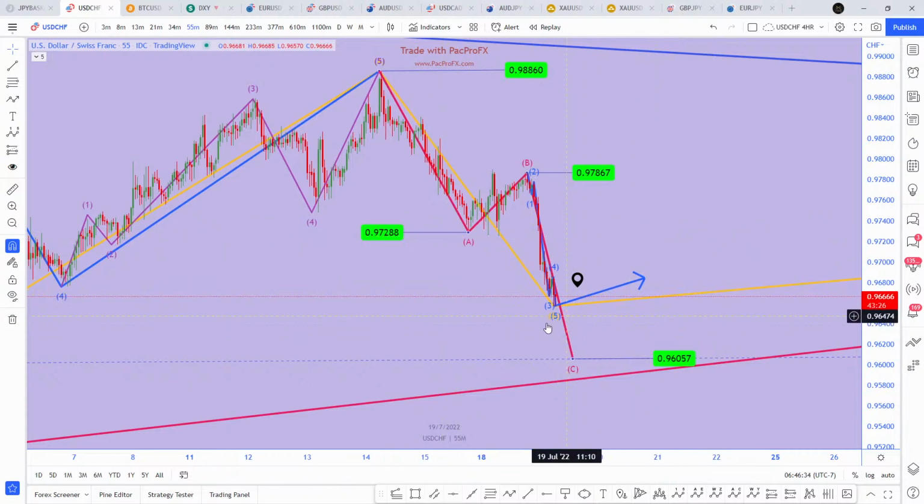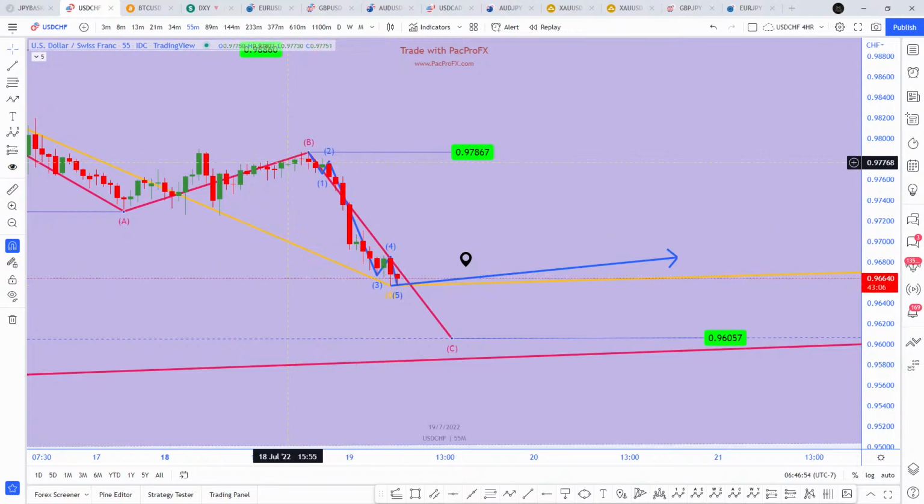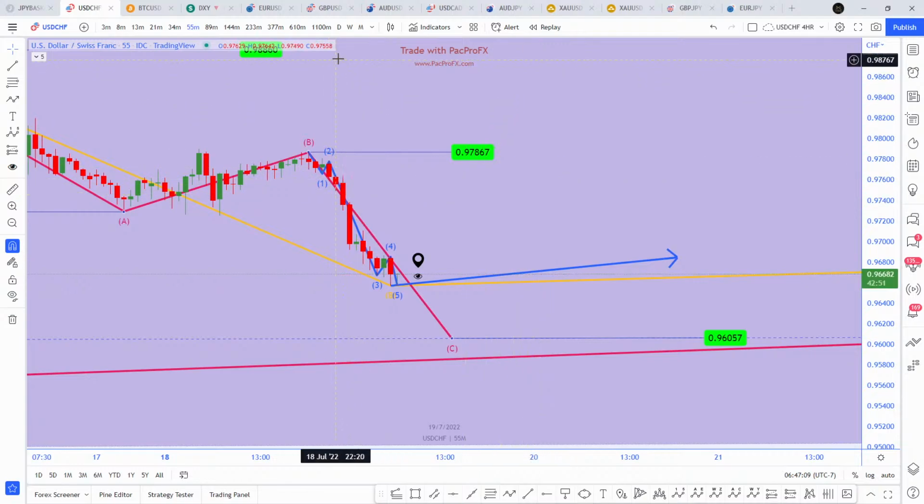But I'm very disappointed with the Swiss franc here. It likes to range a lot, and I would definitely say that coming down here for the end of wave C would have been easy for it to do. So I'm not sure why it's having so much difficulty. Well, I'll keep an eye on it. I'll still use this, keep a little eye on this. Here's my note.